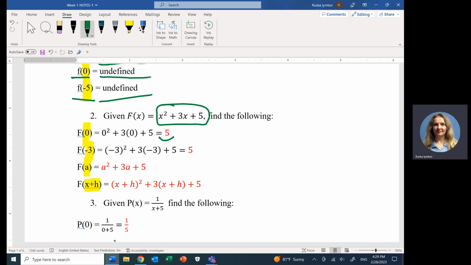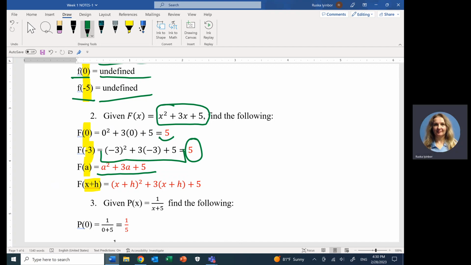Every time you plug in a number, make sure you put it in parentheses. The same way with f of -3. So we have -3 in parentheses squared plus 3 times -3 plus 5. When you put all this in the calculator, you should get 5 again. The next one is f of a. In this case, we're just going to replace x with a, and this is your answer. This is what you submit in WebAssign. A squared plus 3a plus 5. That's the whole answer.